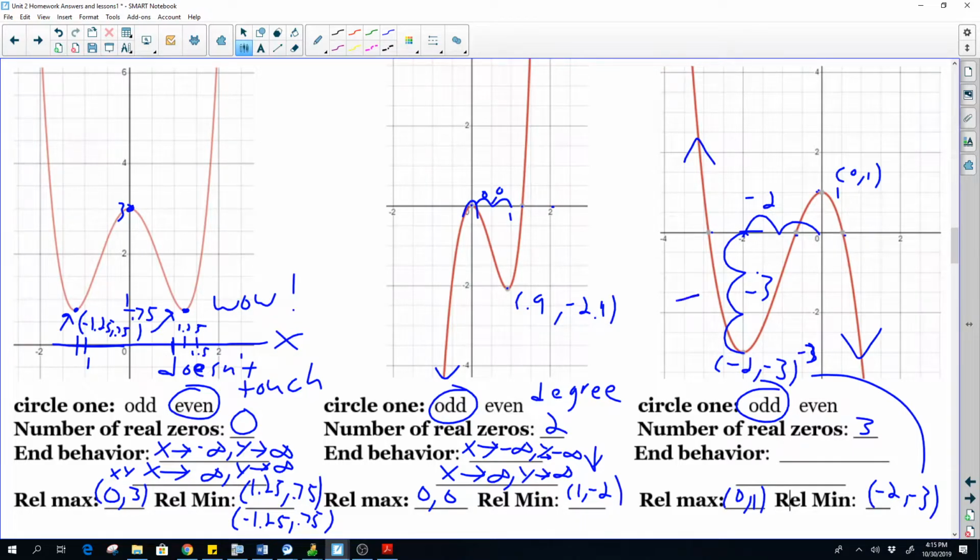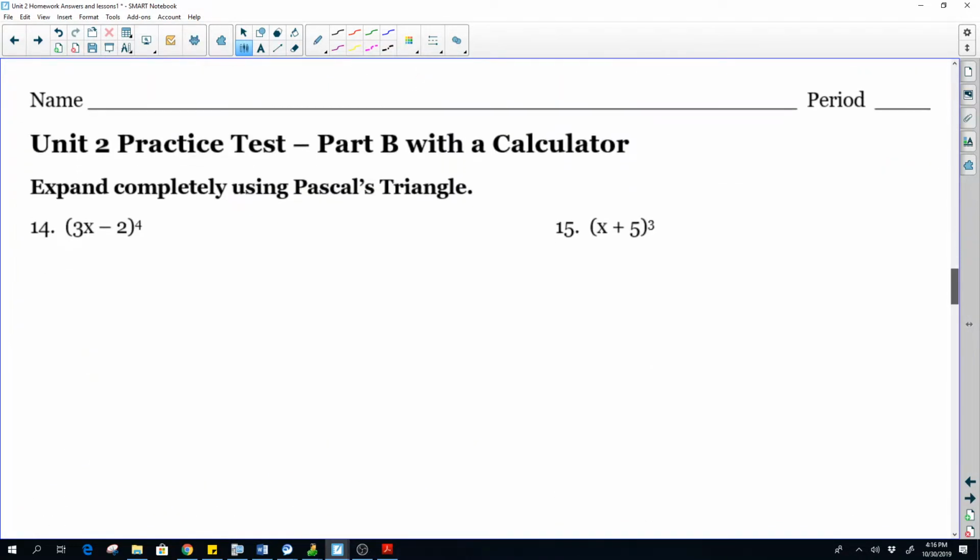Then the end behavior over here is the opposite. As we go to the left to negative infinity, y goes up to positive infinity. So as x goes to the left, negative infinity, y goes up to positive infinity. And then opposite here, as x goes to the right, positive infinity, y is going down to negative infinity. Cool. So know how to do those on the test. They're not too bad.